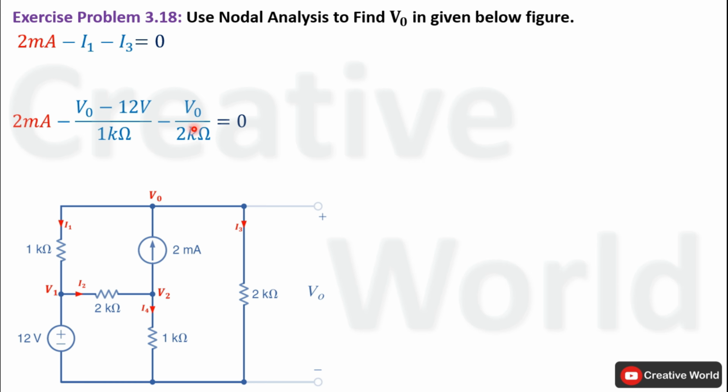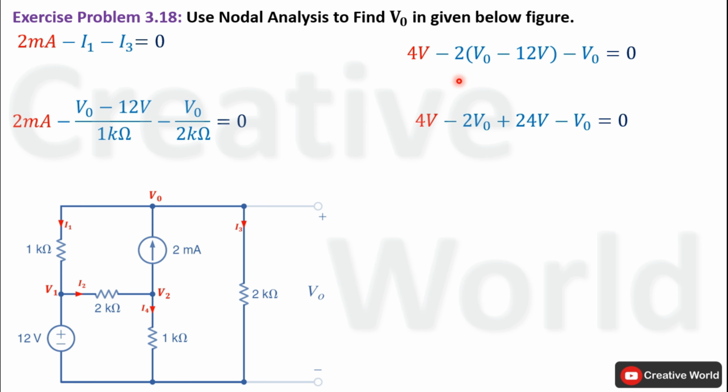Now in order to omit all denominator values, we will multiply this equation on both sides by 2 kilo ohm. The product of 2 kilo ohm and 2 milliampere will result in 4 volt. Here the 2 kilo ohm will cancel out with the 1 kilo ohm in the denominator, only 2 will be left, and that 2 will multiply with V0 minus 12 volt. Here the 2 kilo ohm will cancel out with the 2 kilo ohm in the denominator, only V0 will be left. Now open these brackets and multiply 2 with the variables inside the brackets. The equation will become 4 volt minus 2 V0 plus 24 volt minus V0 equal to 0.